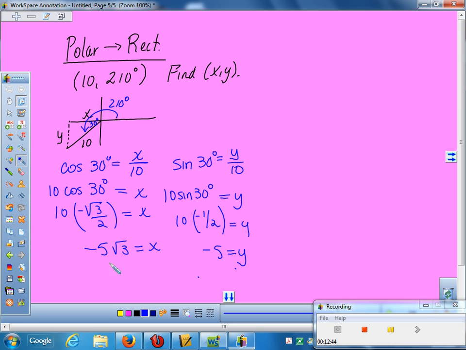Let me write this answer. So your answer has to be a coordinate. So when you get done, you have to say, my coordinate is negative 5 square root of 3, negative 5. You have to get your answer in as a final answer. If they're asking for coordinates, you need to write your answer as a coordinate.